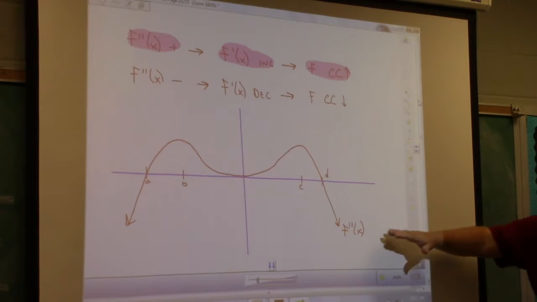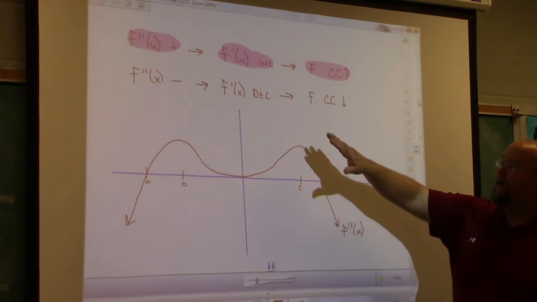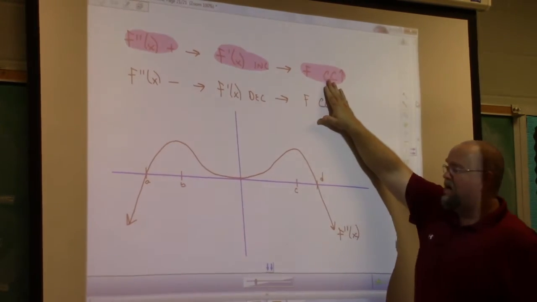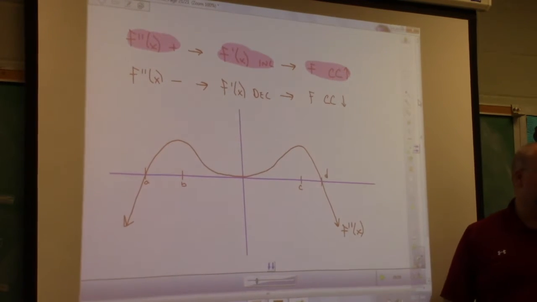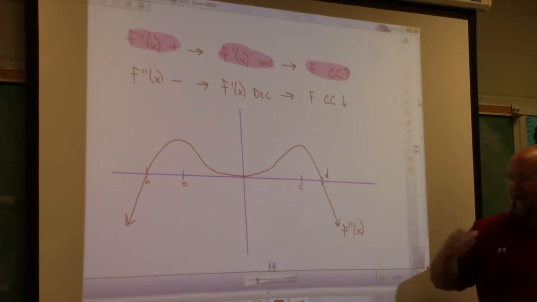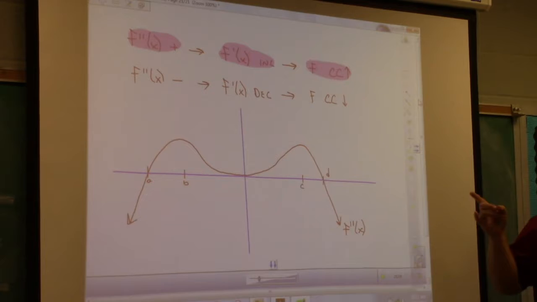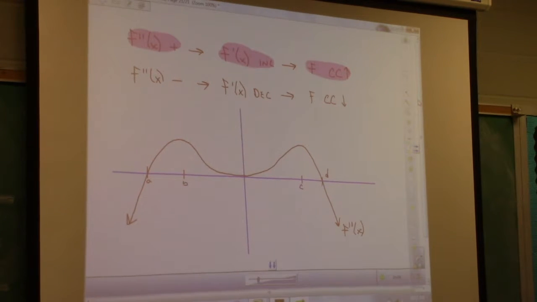If this is the graph of the second derivative, we're looking to see when the second derivative is positive. When the second derivative is positive, that means our graph is concave up. We're looking to see when it's above the x-axis. And on the other side, we'd be concave down when f double prime is negative. Where would the points of inflection be for f?